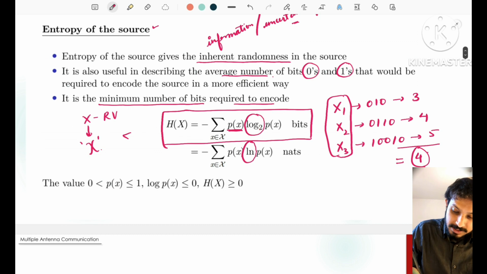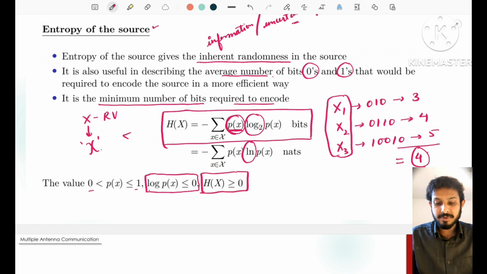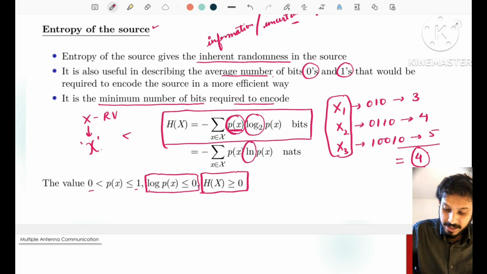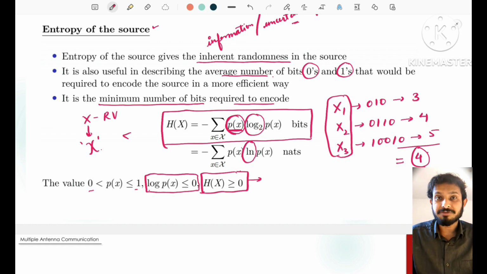Also we know that the value of p of x lies between 0 and 1. So log p of x is less than or equal to 0, and so H of X is always greater than or equal to 0. That means for discrete random variables, or for discrete sources, the entropy is always greater than or equal to 0, or it is a positive quantity.